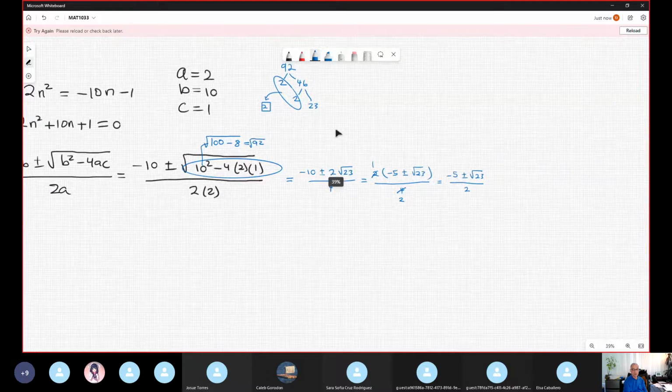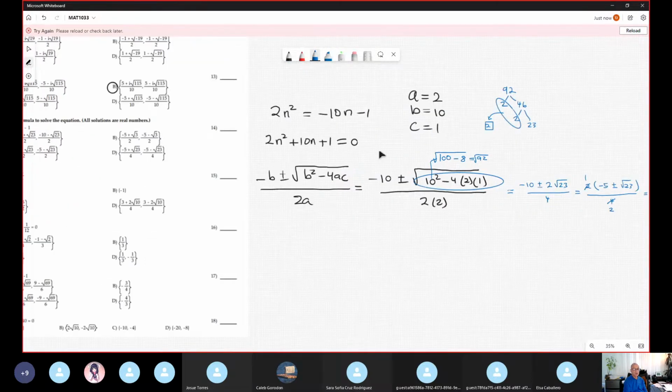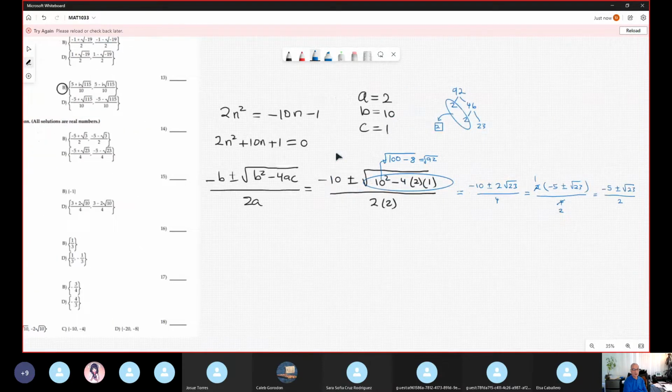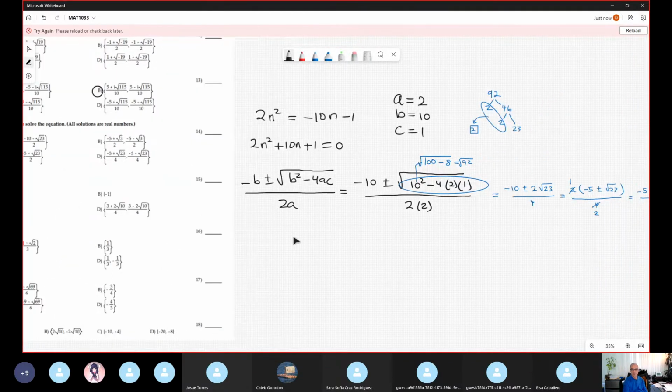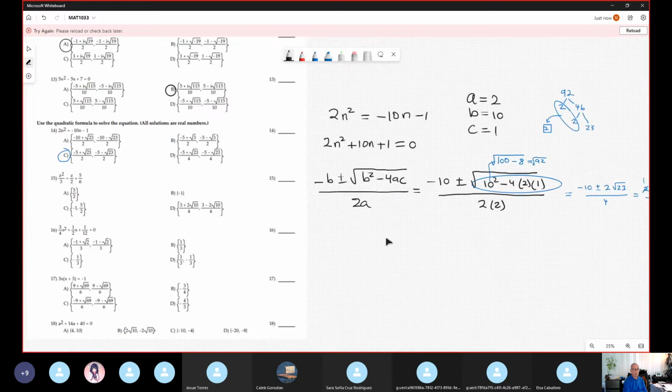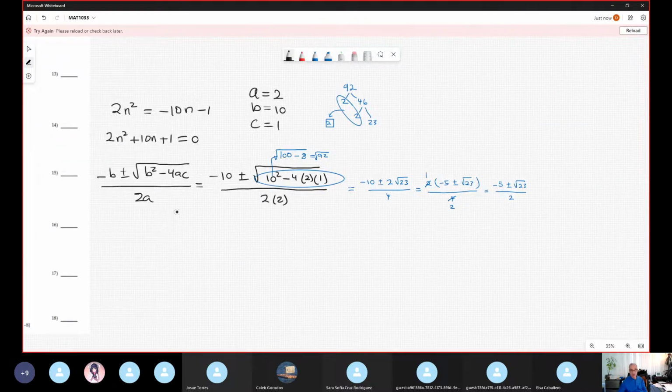Okay. So now let me try to select the correct answer. It's 23. It's minus 5 after the simplification. Look at that. Easy. Let me check it again. Notice, yeah, plus or minus. They separate by comma and using double signs. So maybe one good idea, I don't know, is the solution set is minus 5 plus radical 23 over 2, comma, minus 5 minus radical 23.